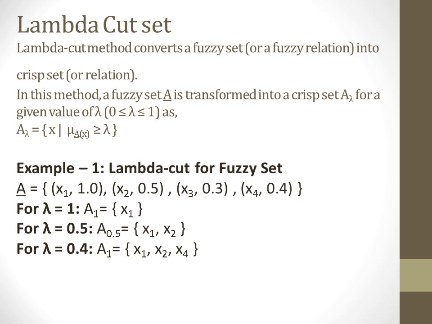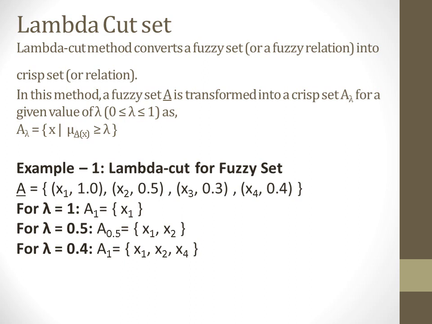So what does our formula say? Our formula says that you have to consider the elements whose membership value is greater than or equal to lambda. So here lambda is equal to 1, and from this fuzzy set only x1 is the element whose membership value is 1. That's why here for lambda is equal to 1, A1 is equal to x1.